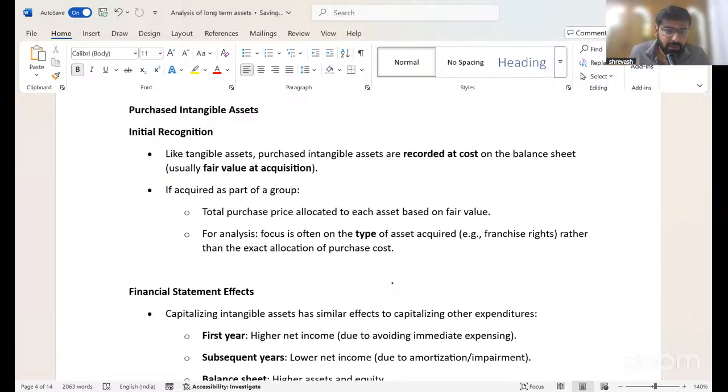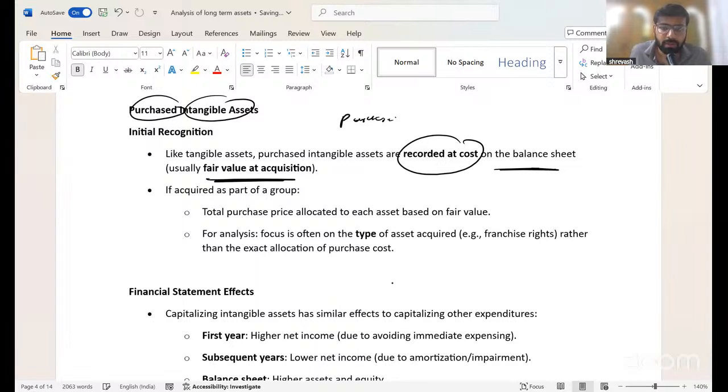Obviously, whenever I purchase an asset externally, what should the initial recognition be? Because I have purchased the asset externally, it is going to be recorded at cost in the balance sheet, which is the fair value at acquisition. Whenever you purchase an intangible asset, you're going to pay fair value, and that will become your cost.